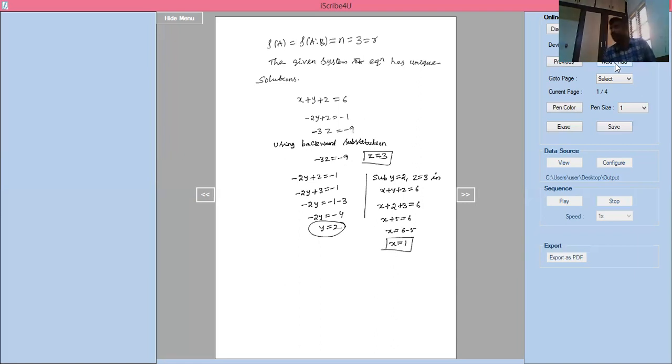Finally, we get the solution x equal to 1, y equal to 2, z equal to 3, which is the required solution for the given system of equations, and it possesses a unique solution. Mainly we have to see what kind of solutions it contains. It contains a unique solution. Right, one more problem we can see in this method.